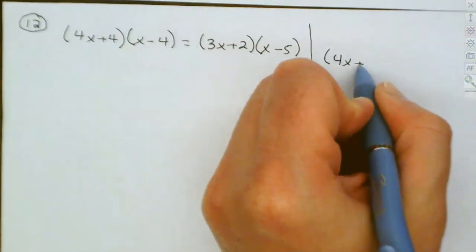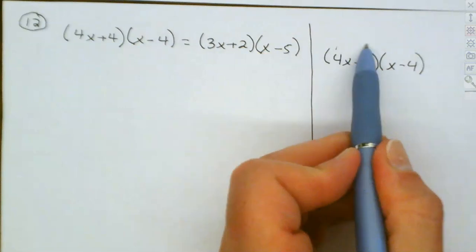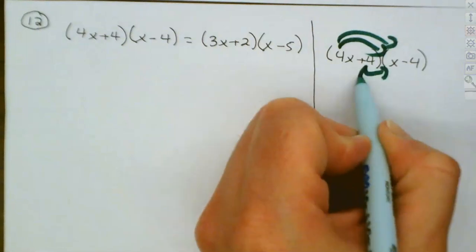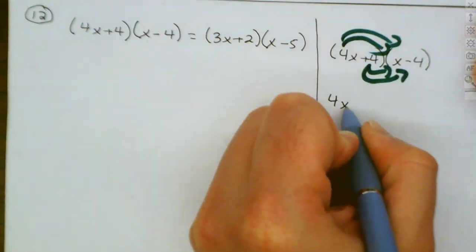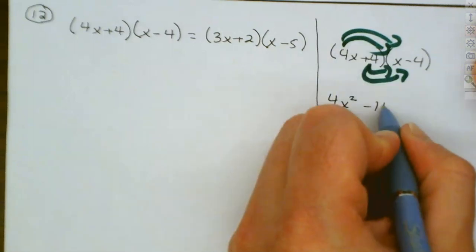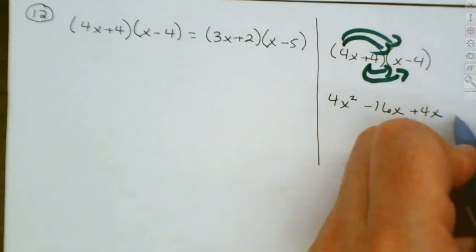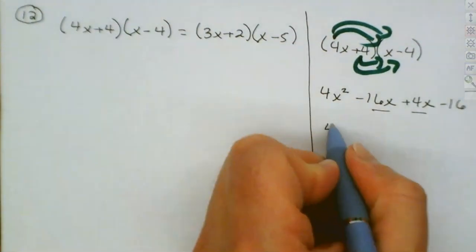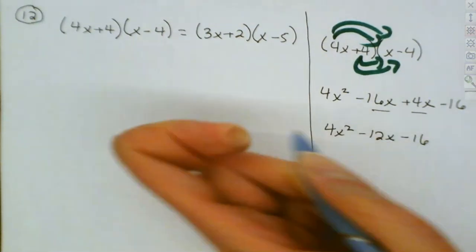We have 4x plus 4 times x minus 4. So we're going to FOIL. Draw your arrows if you need to. And 4x times an x, that's a 4x squared. And then we've got outside and inside, that's a minus 16x and a positive 4x, and a negative 16. Combining those together here, we now get a 4x squared, and we have a minus 12x minus 16. So there's that half.